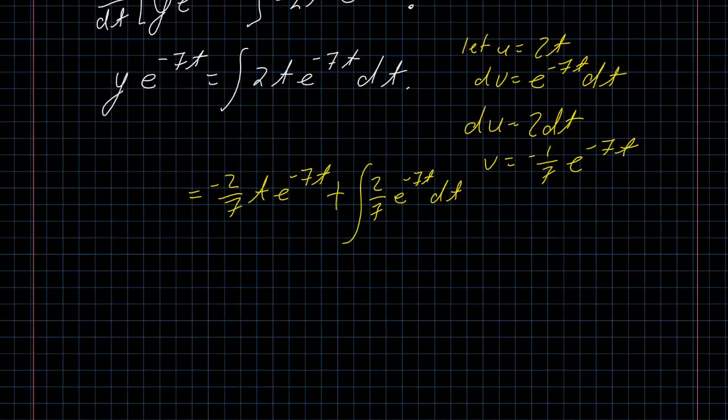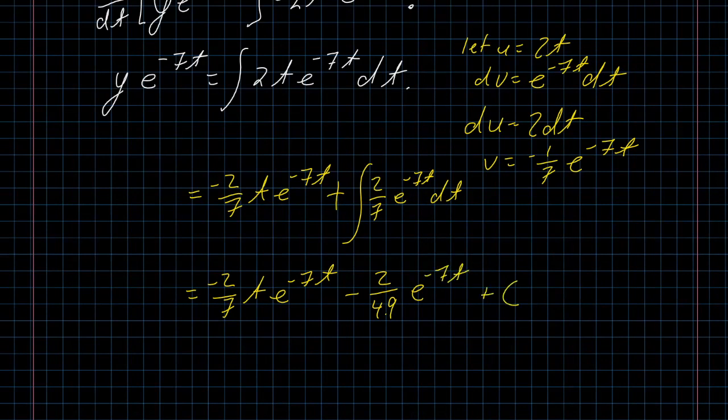And at least this time we have an integral that works out nicely. You're going to get negative 1/7 e to the minus 7t. You're going to get an arbitrary constant added in. So the negative 2/7 t e to the minus 7t hangs along. We're going to take that 2/7, multiply by negative 1/7, which is going to give me negative 2/49 e to the minus 7t, and then we're going to have plus some arbitrary constant. And on the left-hand side, of course, we still have y times e to the minus 7t.